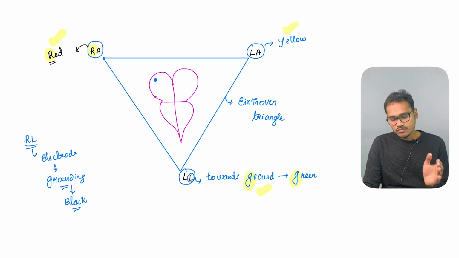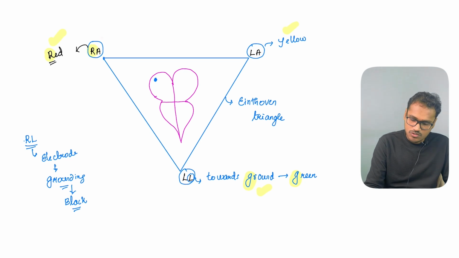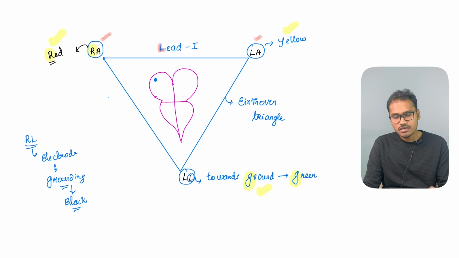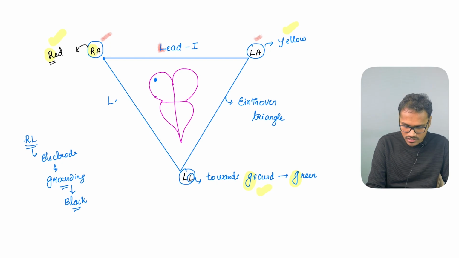And now, based on this triangle, he constructed the electrodes. So whatever lead he was attaching between right arm and the left arm, he labeled it as lead 1. So he gave the name as lead 1. And between the right arm and the left leg, it was lead 2. And between the left arm and the left leg, it is lead 3.